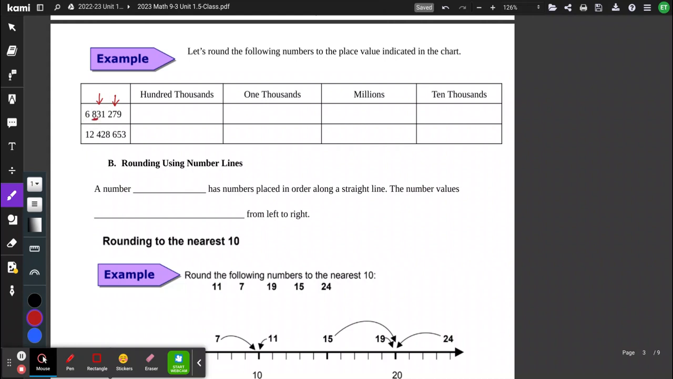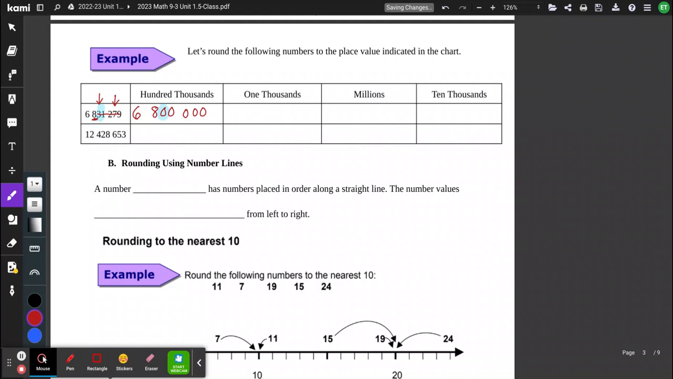Okay, so I've got 6, 8, 3, 1, 279. I'm just writing it out. Don't write the numbers, please. I'm just writing out what numbers I am. So now I've got the 8. I'm looking now at the 3, the number behind the 8. What does that 3 do? Does it make the 8 change, or does it make the 8 stay the same? It makes the 8 stay the same. 8 stays the same. Good. And the rest of the numbers change to zeros. So now the 3, 1, and the 279 change to zeros.